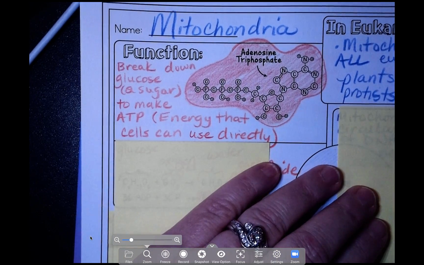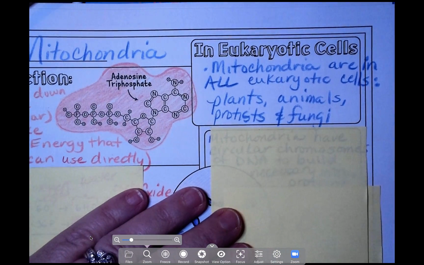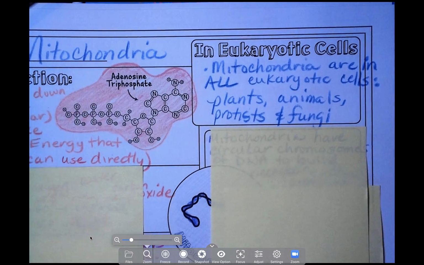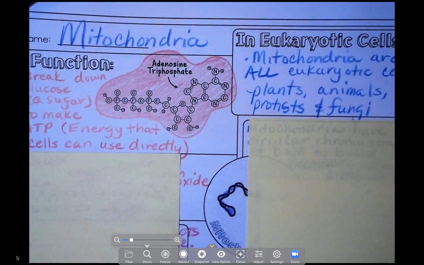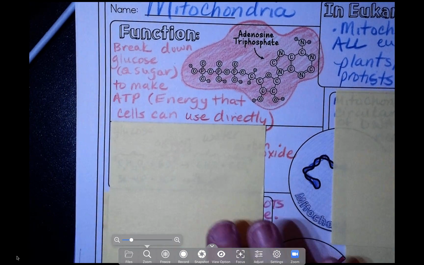Where do you find mitochondria? Mitochondria are located in all eukaryotic cells. So the plants, the animals, the protists, and the fungi that we've already talked about. Okay?